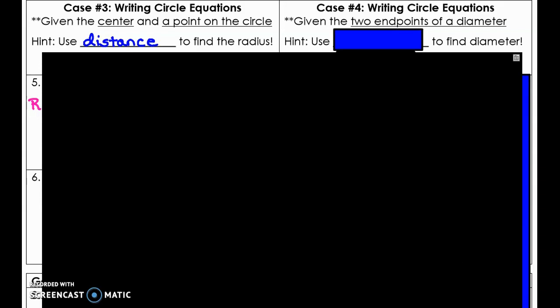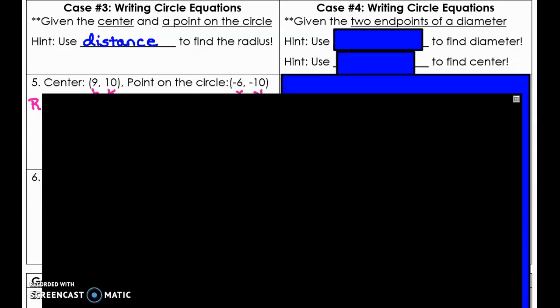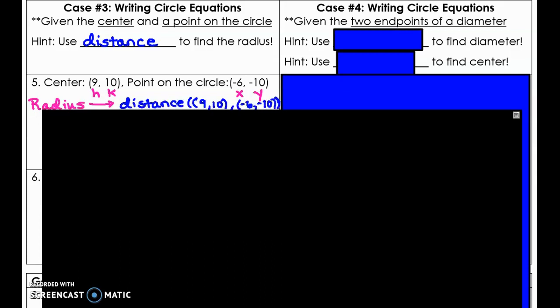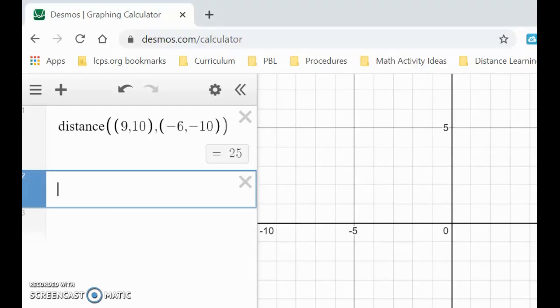So all I have to do here is use the distance formula to find the radius between these 2 points. Here we go. For example number 5, I had the center as (9, 10), which is h, k respectively. And then I have a point on the circle (-6, -10). Any point can be labeled as an x, y value. So we're going to go ahead and find the radius, the distance between these 2 points. So I'm going to do this on Desmos. You could use the distance formula if you choose to as well.